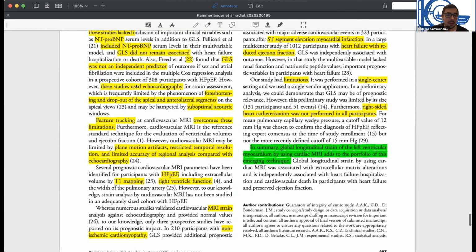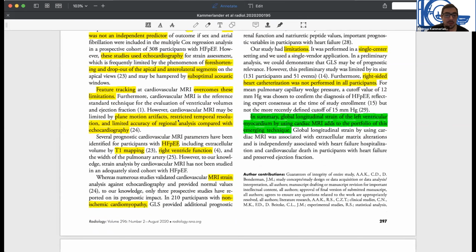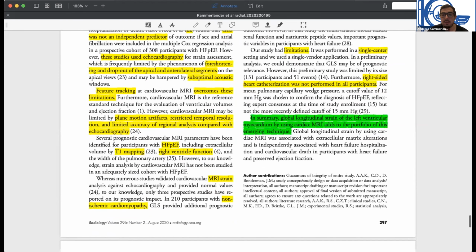And again, these were echo studies. We know echo has several limitations. Feature tracking CMR is an extremely cool tool, but we have very limited experience with that, especially in HFpEF. But the cool thing is that right ventricular function is extremely important in this cohort, and also T1 mapping is very interesting in these patients.